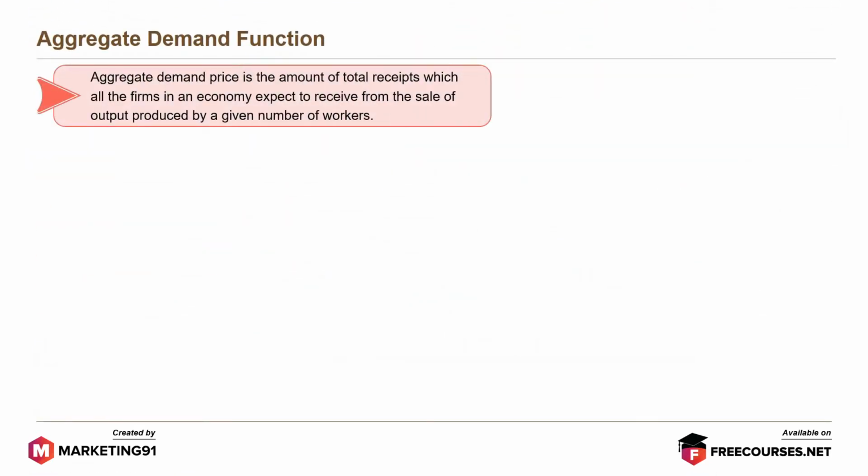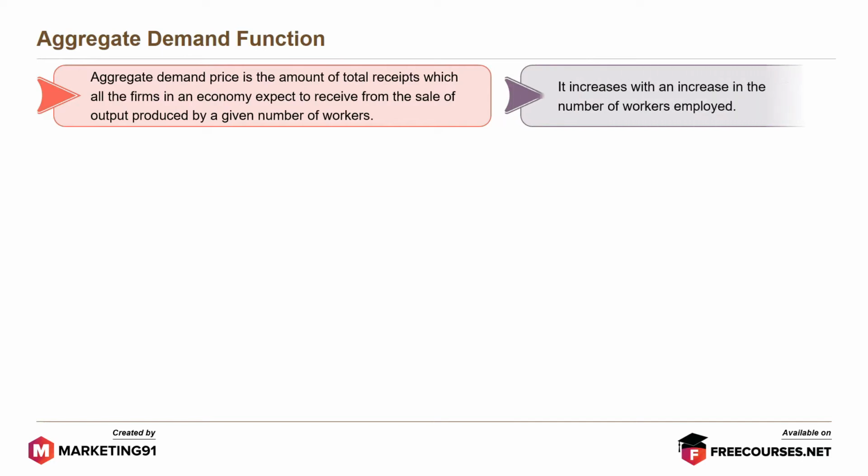Aggregate demand price is the amount of total receipts which all the firms in an economy expect to receive from the sale of output produced by a given number of workers. It increases with an increase in the number of workers employed.